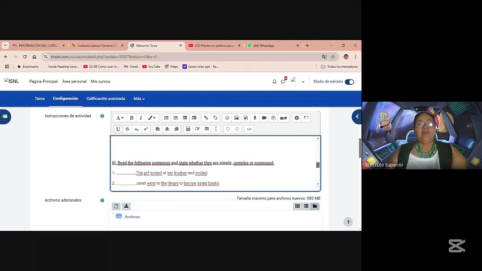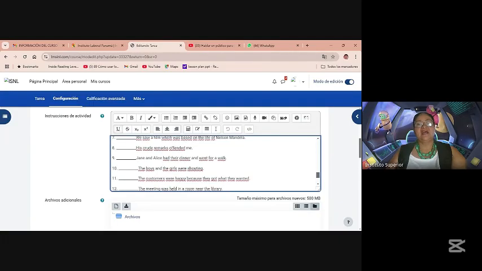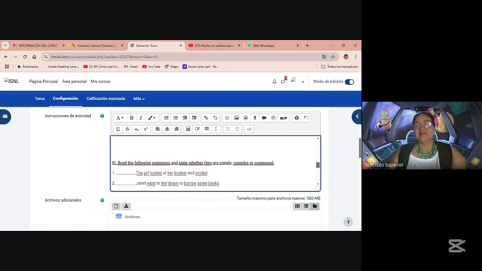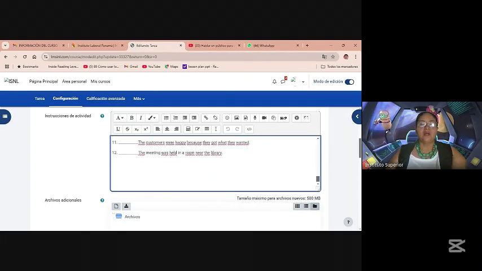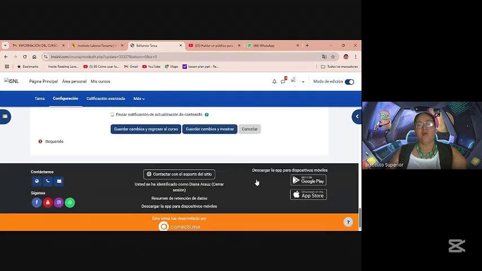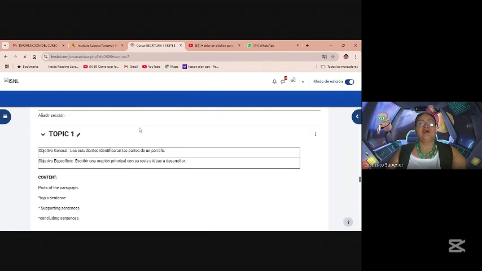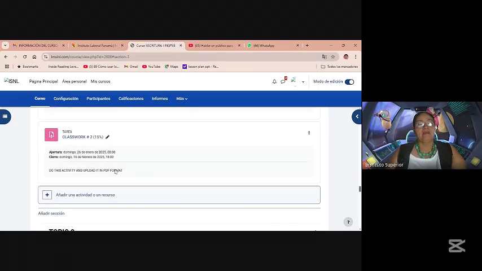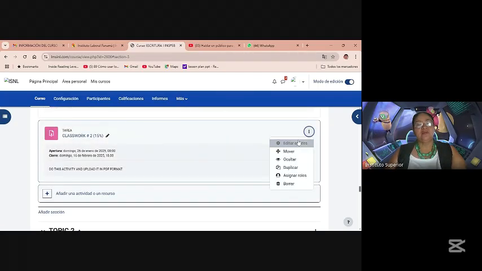And in the third part, you have some sentences, and in this space, we're going to write if the sentences are simple, complex, or compound. This is activity number 1. The only thing you have to do here is to solve the activity, convert this into a PDF document, and upload the document. Then we have number 2.